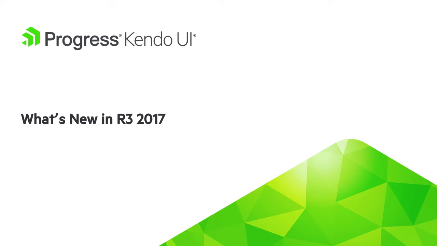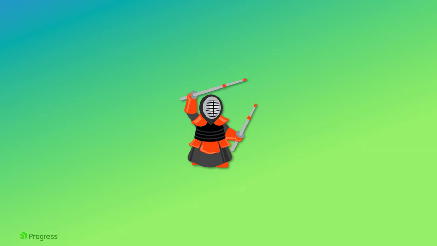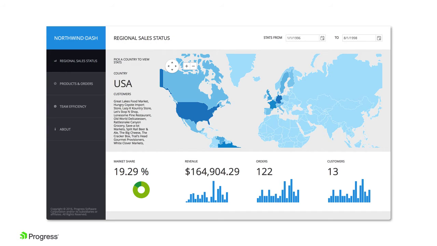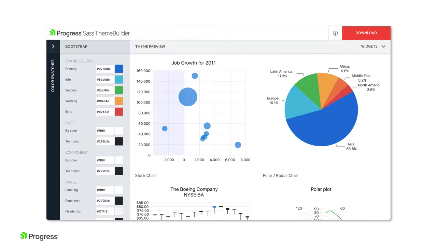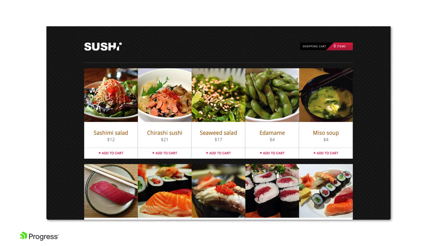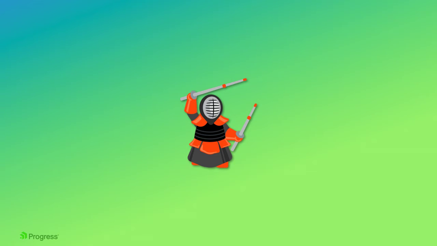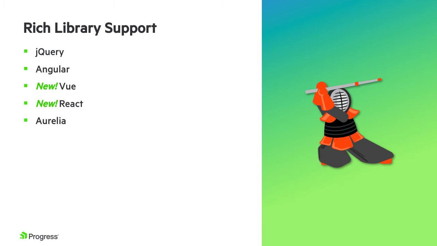And now, on to the main part of our webinar. Kendo UI is our UI framework for building rich HTML5 and JavaScript apps for any platform, browser, or device. It features many robust controls that are beautifully themed and responsive. Support for third-party frameworks is extensive, with libraries like jQuery, Angular, Vue, React, and AngularJS.